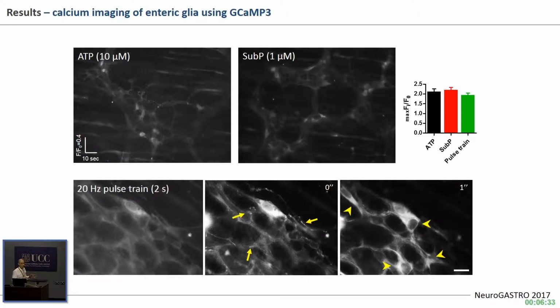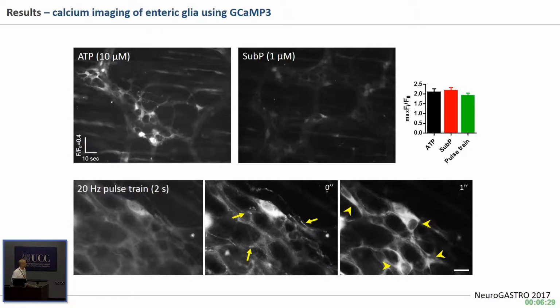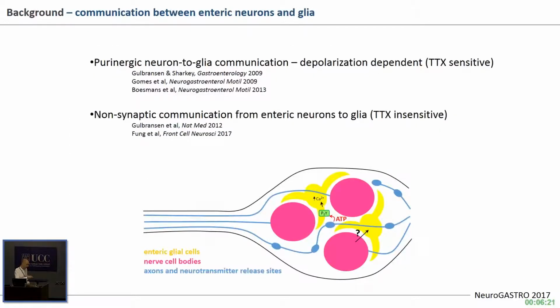So this is not really new. This is what has been shown by our lab and was established in the lab of Pitchaki, where there's this purinergic communication from enteric neurons to glial cells. So our system works, so we can now try to focus on this second way of communication, which is TTX insensitive. But for that, we wanted to establish a way to really stimulate single enteric neurons within the ganglia of the myenteric plexus.